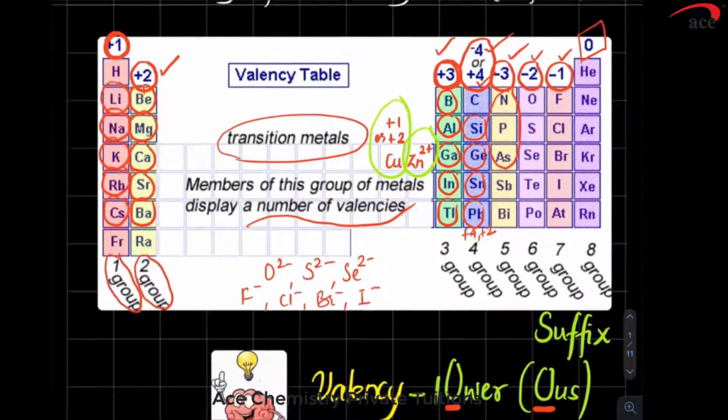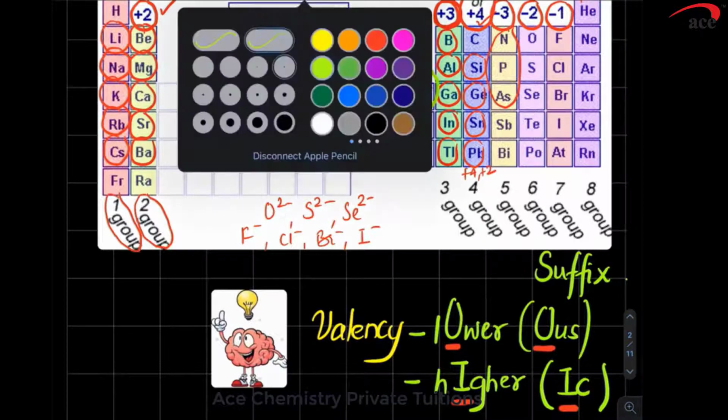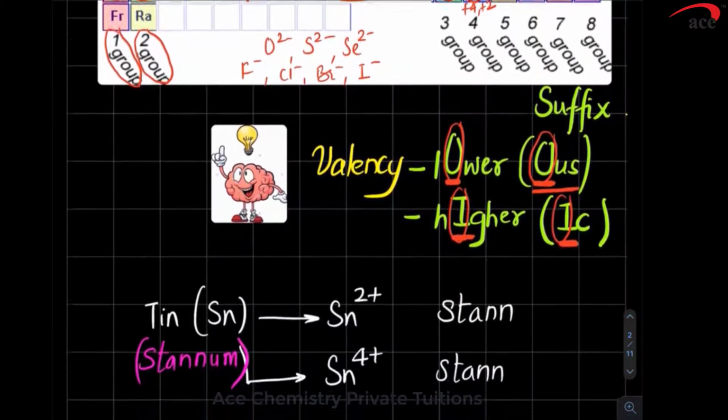More about basic radicals: whenever a basic radical has a lower valency, its ending will be OUS. And when a basic radical has a higher valency, the ending is IC. So remember, the letter O is the second letter of lower, and OUS starts with O, they match. The second letter of higher, I, matches with IC. So now we'll try to see an example.